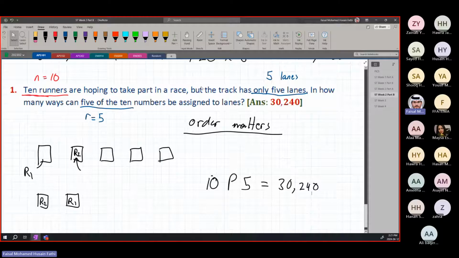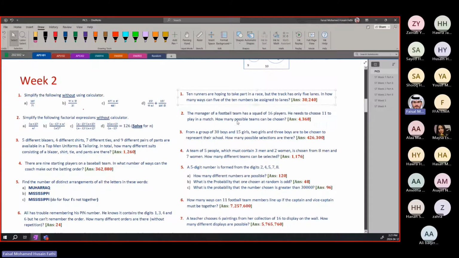You just have to understand the question, whether order is important or order is not important. This comes a bit with logic and a bit with wording. So you have to understand what they are saying, what it is they're asking. Let's take another example. Let's take the second question here.